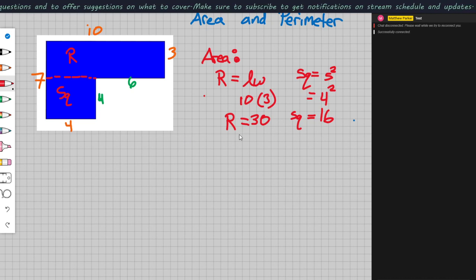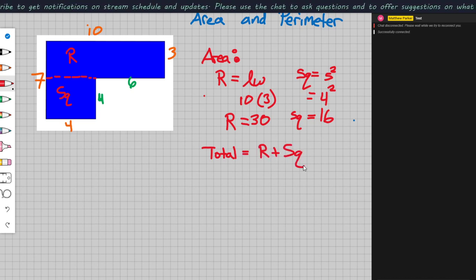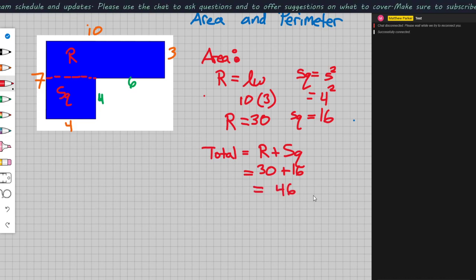Now that we have both areas, we can just add them together, because we're just going to piece them together like Legos. So we have 30, so our total area, rectangle, is the square area, so 30 plus 16. If I add those together, I get 46 units squared.